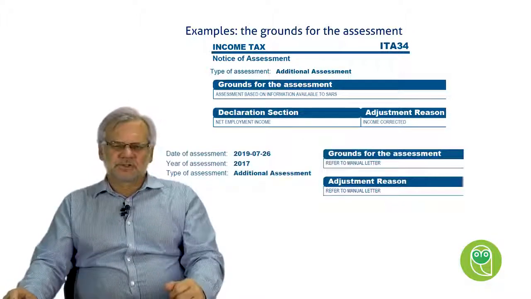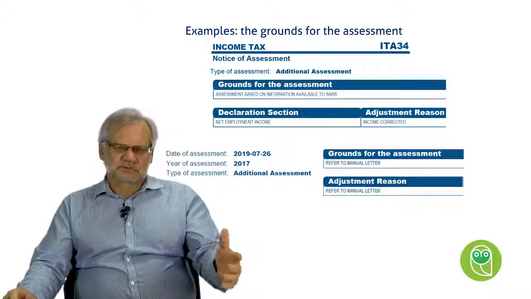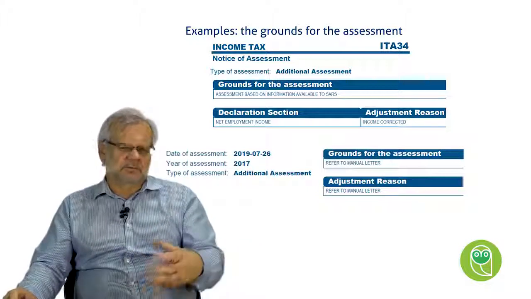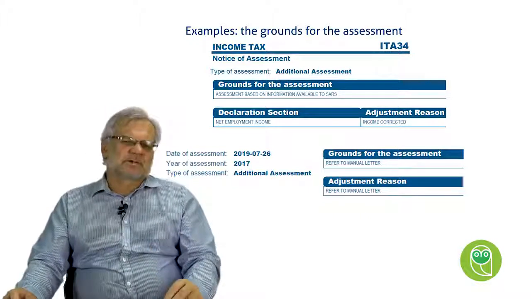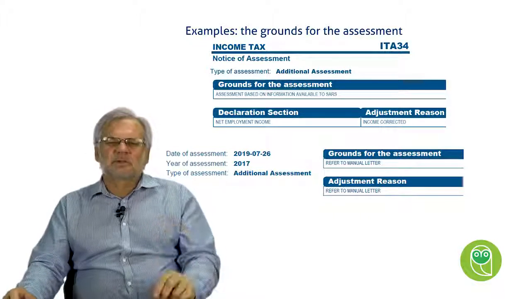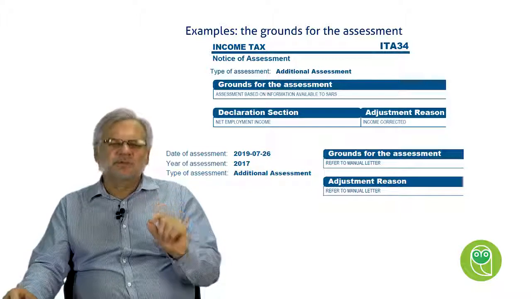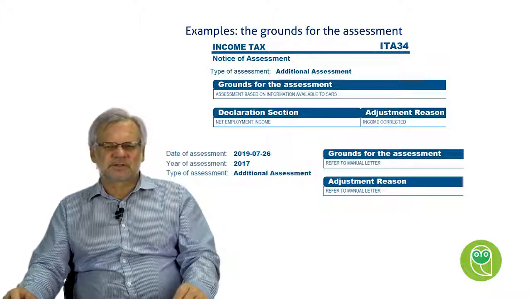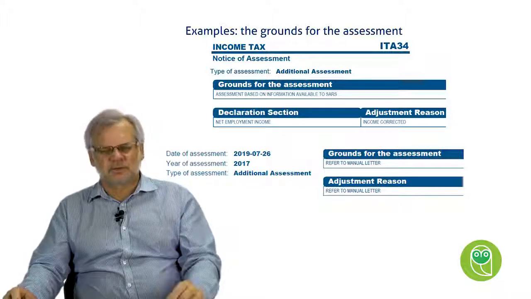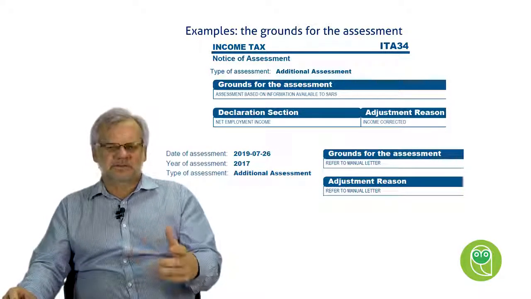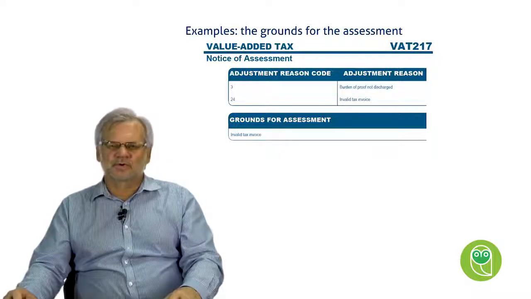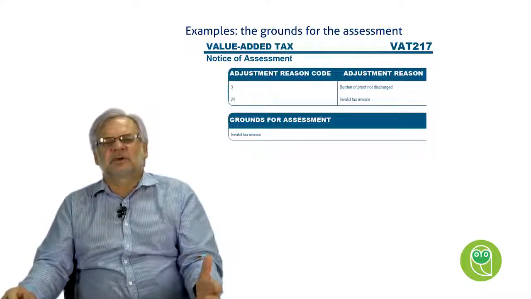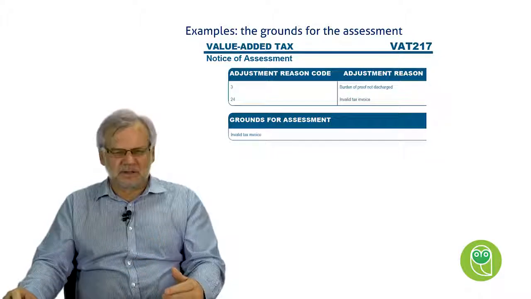This is one additional assessment. As you can see, this year, but it was issued to the 2017 year. Now, a couple of months ago, in fact, exactly a month ago when I'm doing this, they say refer to manual letter, grounds for the assessment, adjustment reason refer to manual letter. Value added tax. This one, I hate it when I see this. Burden of proof not discharged, invalid tax invoice. For me, that's the only reason. Your invoice doesn't meet that.